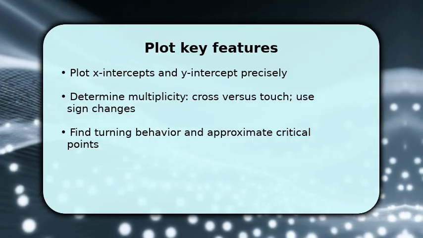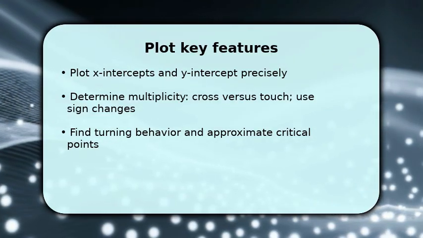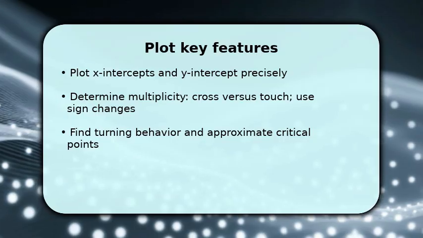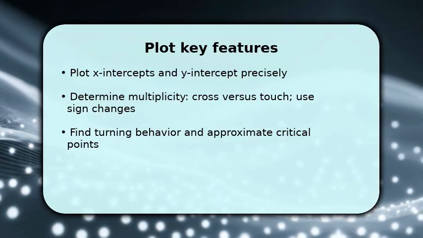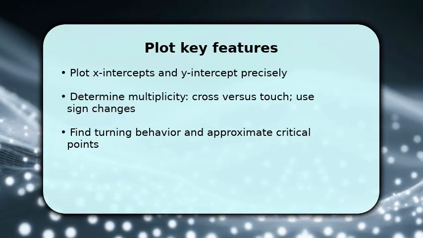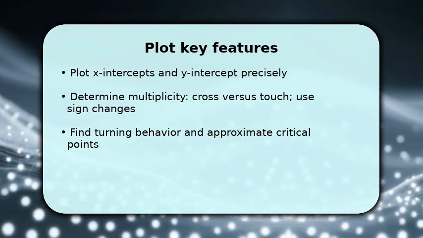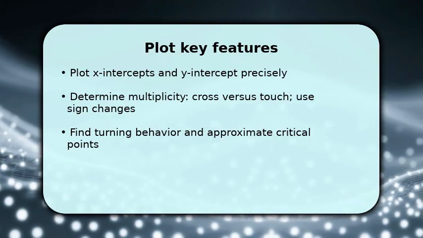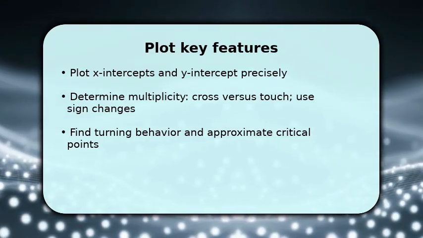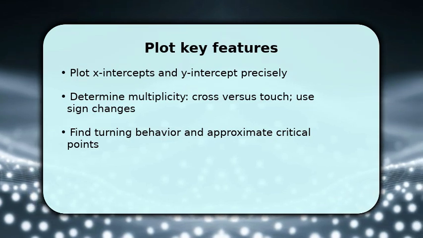Examine each root's multiplicity. Odd multiplicity means the graph crosses, even multiplicity means it touches and reverses. This explains local behavior. Use sign testing between roots to decide whether the curve is above or below the axis in each interval. Then estimate turning points from changes in sign and multiplicity to shape the curve smoothly between intercepts.